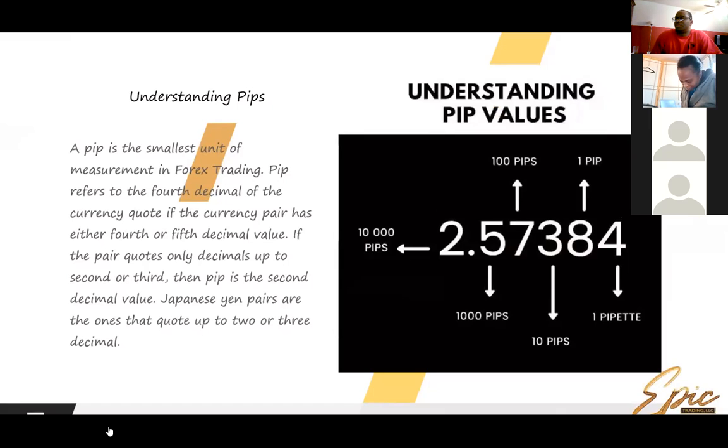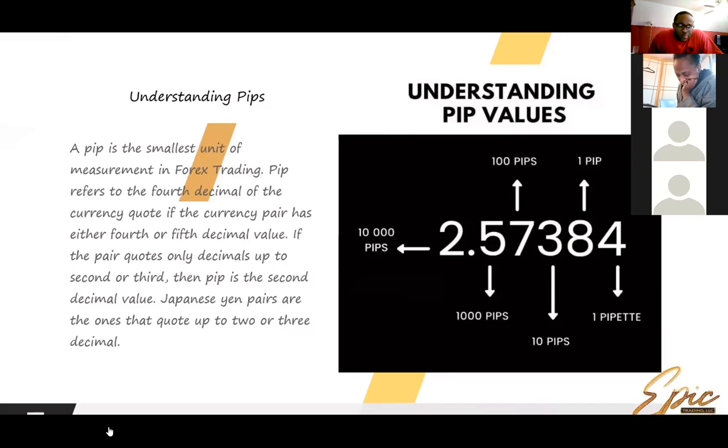A pip is the smallest unit of measurement in Forex trading. Pip refers to the fourth decimal of the currency quote if the currency pair has either fourth or fifth decimal value. If the pair quotes only decimals up to the second or third, then the pip is the second decimal value. Japanese yen pairs are the ones that quote up to 2 or 3 decimals, and we will look at that in just a second.